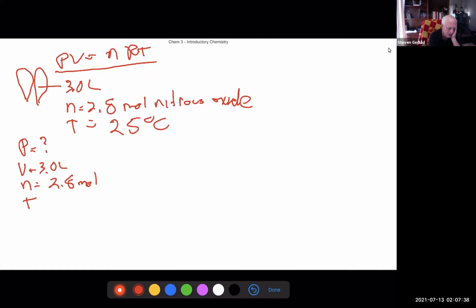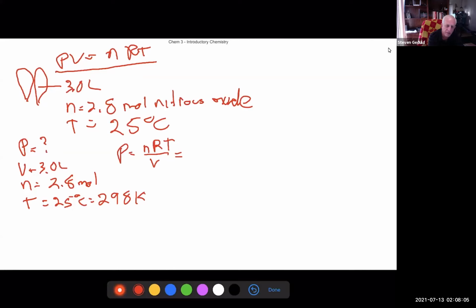And R is a constant. T is equal to, we said 25 degrees centigrade, which is 298 Kelvin. Okay, we got our values. So solve this for pressure. Pressure is going to equal nRT divided by V.